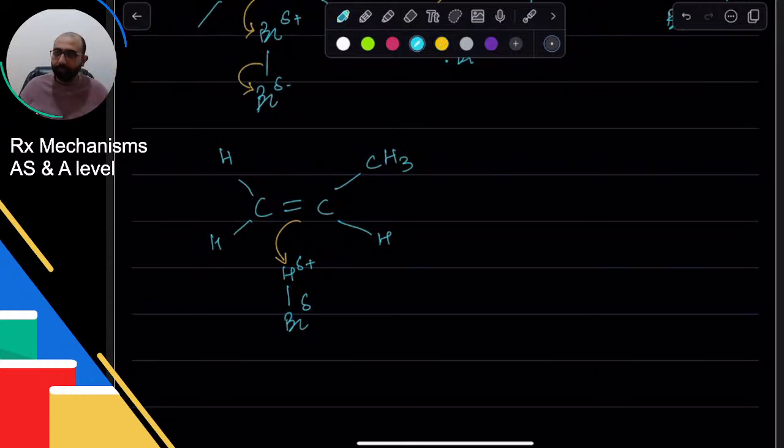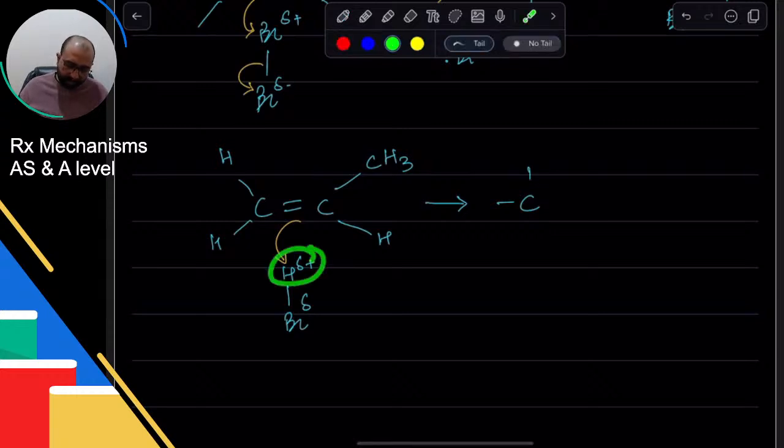अच्छा जी, अब क्या होगा? This is going to obviously attack this. Now what will happen next? When it attacks it, we have two options. Either this hydrogen makes bond with this carbon or with this carbon. Which one does it go to?